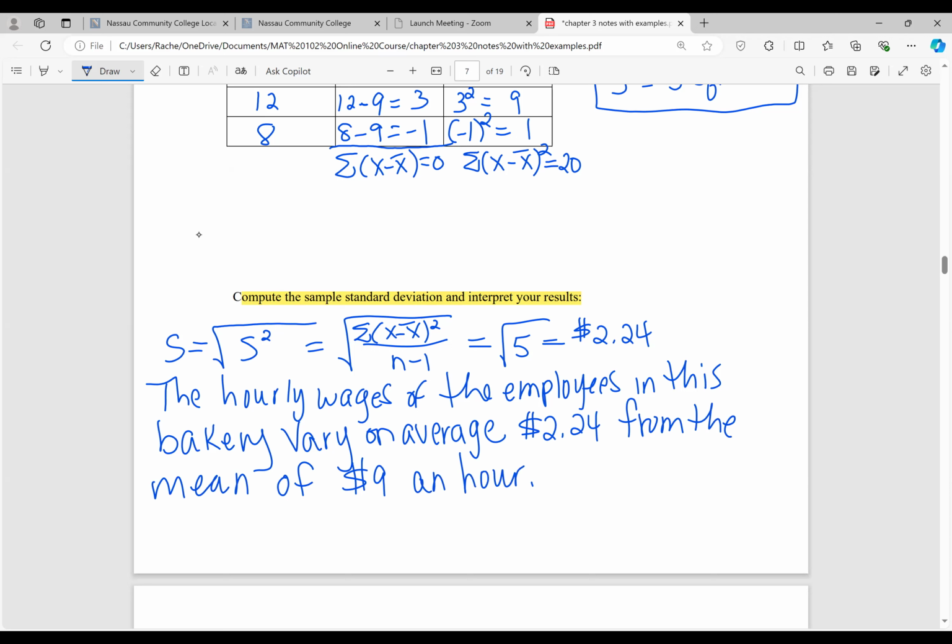So that's how we interpret the standard deviation. The standard deviation is the average deviation from the mean. So we would say that the hourly wages of the employees in this bakery vary on average $2.24 from the mean of $9 an hour.